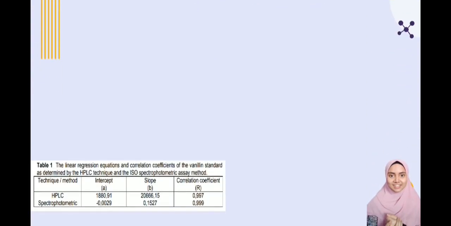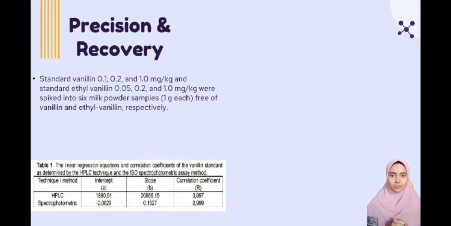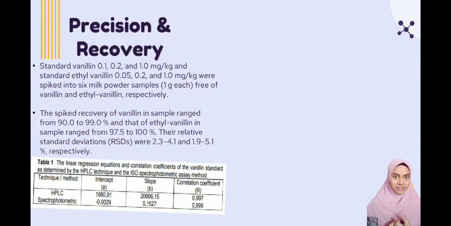For the precision and recovery parts, standard vanillin and standard ethyl vanillin were spiked into 6 milk powder samples that are free from vanillin and ethyl vanillin respectively. After pre-treating according to the sample preparation method, the spiked samples were analyzed. Recovery percentages were calculated using the quantified levels of vanillin and ethyl vanillin in the spiked milk powder. The results are shown in the table.